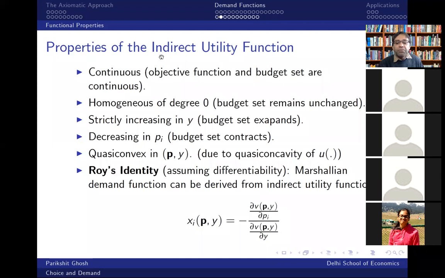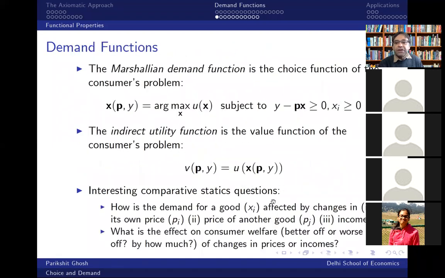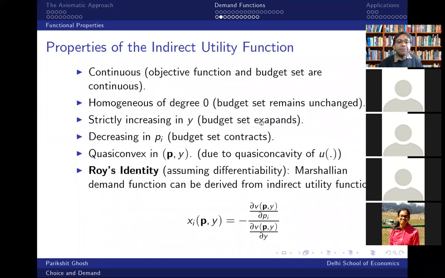So some properties of the indirect utility function. What are the properties in our consumer's problem? Remember, the indirect utility function is a value function here. It's an instance of a value function. So here are some properties. First of all, it'll be a continuous function. Let me not dwell on that because the whole problem involves continuous, well-behaved things. Homogeneous of degree 0, the indirect utility function.